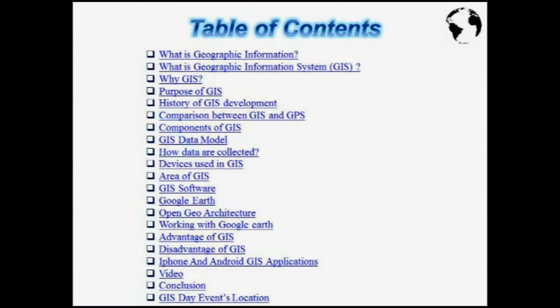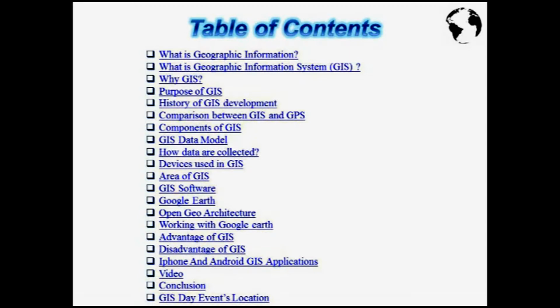I have included a couple of topics. What is geographic information? What is a geographic information system? Why GIS, means why do we use GIS? Purpose of GIS? History of GIS development? Comparison between GIS and GPS? Components of GIS? GIS data model, which is how the GIS works. Then how data are collected, means from where we can collect the GIS data.